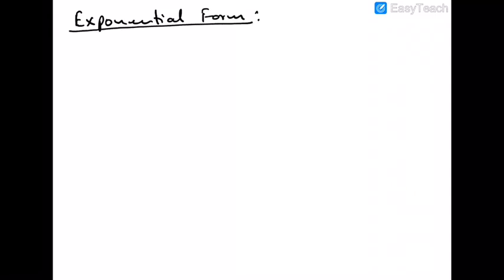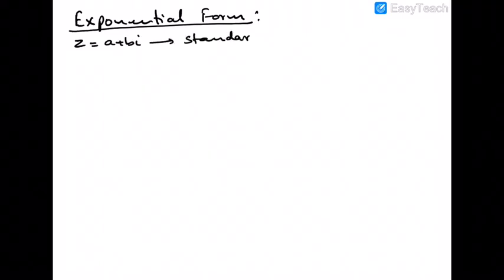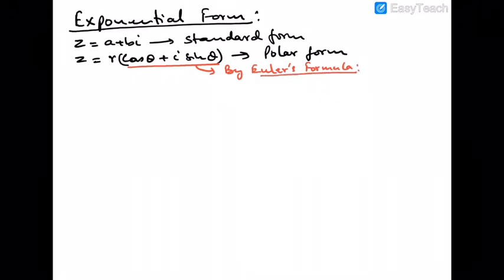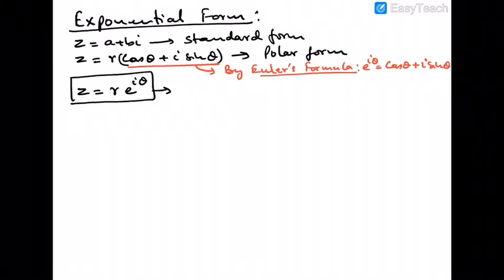Now the exponential form. So standard form is z is equal to a plus bi. Polar form is z is equal to r (cos theta plus i sin theta). Now, by Euler's formula, we can substitute e to the power i theta for cos theta plus i sin theta. So z will be z is equal to r e to the power i theta, which is the exponential form of a complex number.